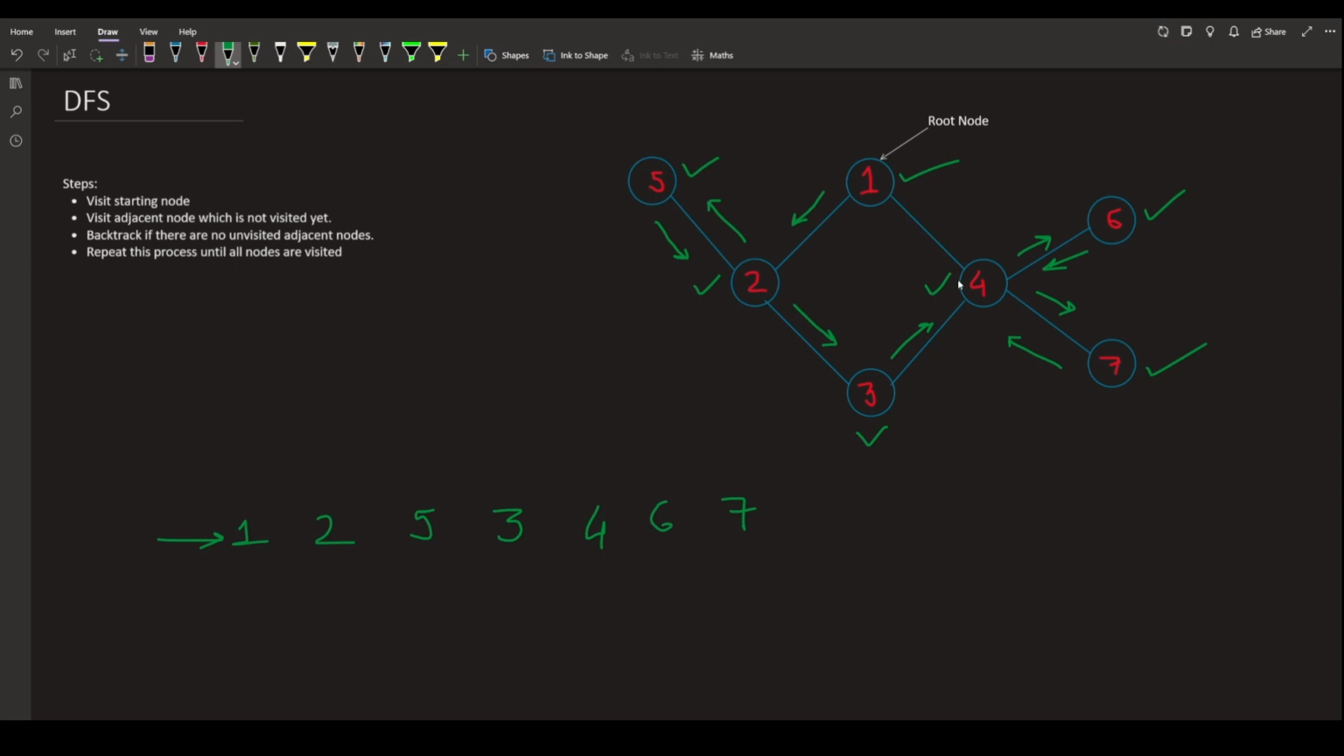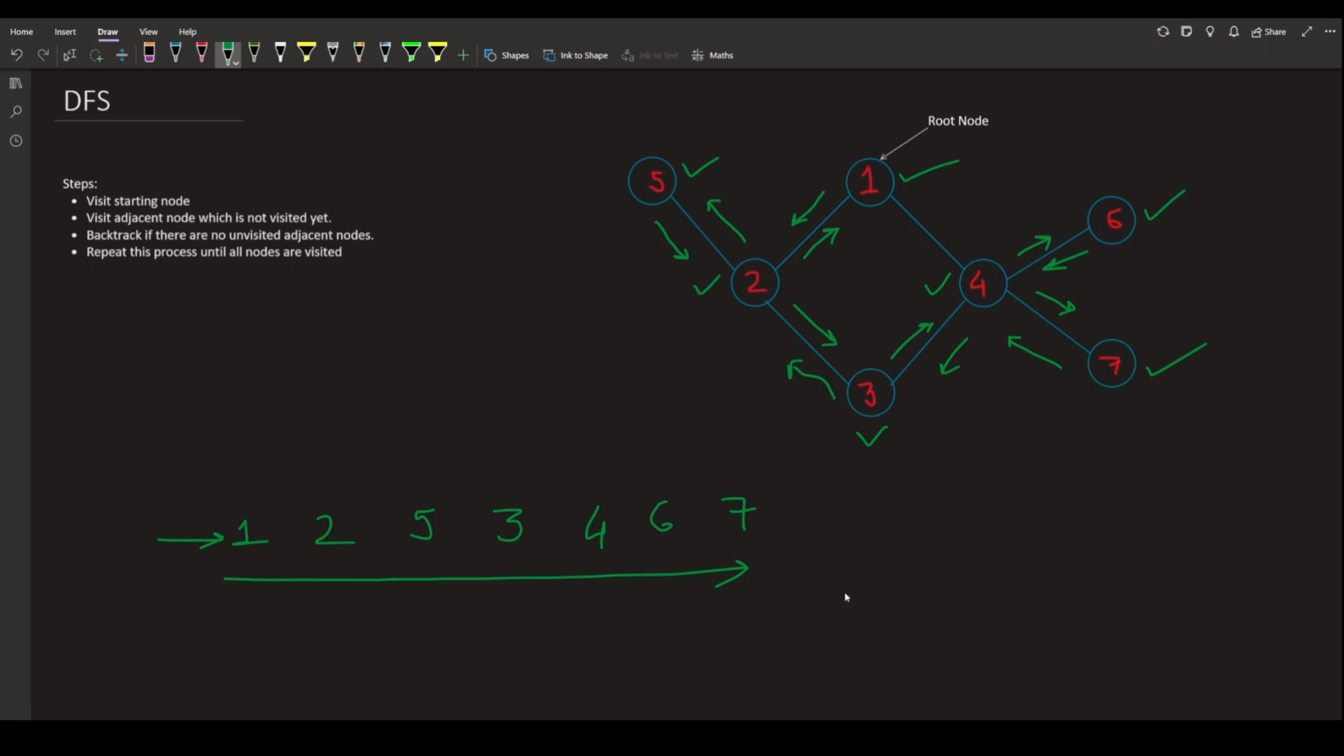So now let's check all the adjacent nodes. So 4, 1, 3, 6 and 7 all are visited here, so we will be coming back to 3, backtracking. Then we will be coming back to 2 as all the nodes are visited. Now we will be going back to 1 as all the nodes are visited. So yeah, this is the sequence in which we explored the graph.